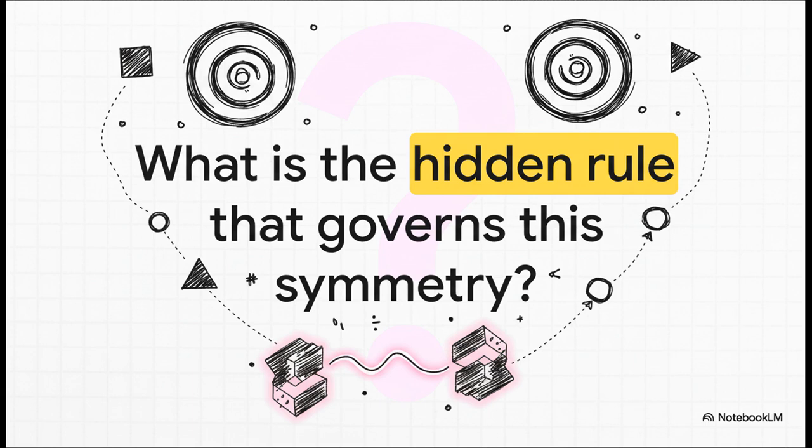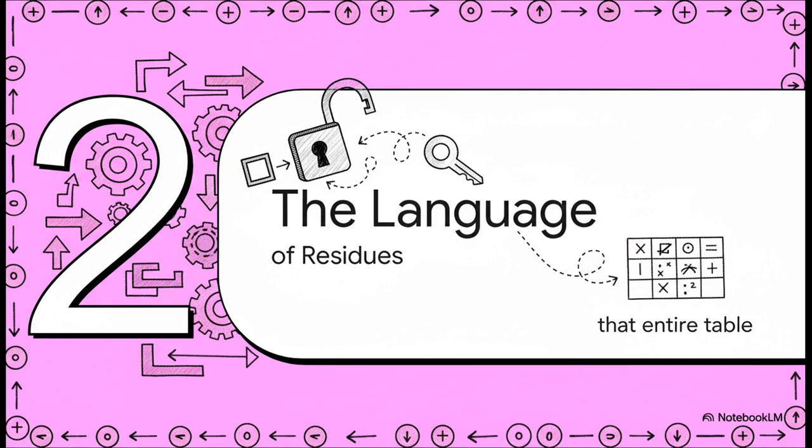There's a deep, incredibly elegant rule pulling the strings here, a secret connection between any two primes. But to really get it, we first need to learn the language it's written in. So let's decode those key concepts. Turns out, we only need a couple of ideas to unlock that entire table. It's simpler than you think.